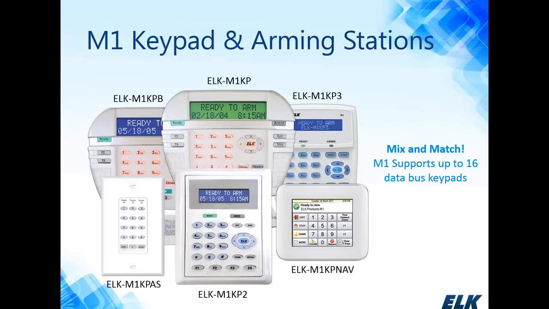So you can see the M1 KP is the original keypad with the contoured shape, the green LCD. That keypad has a door. We also have the M1 KPB, which is the same keypad just with a blue LCD. The M1 KP2 is a very popular keypad. That's the rectangular shape, no door on that one. And the KP3 is similar to the KP2 but with a door.